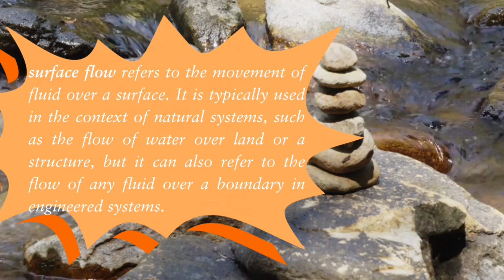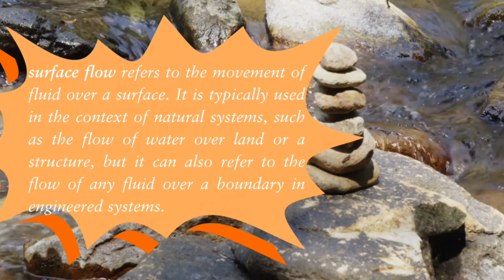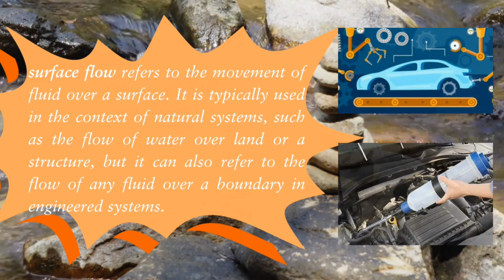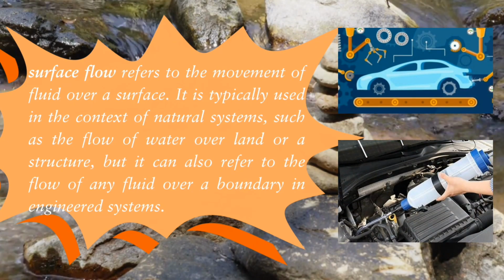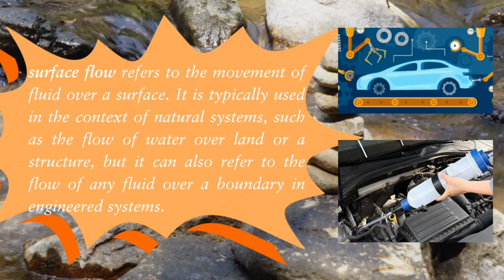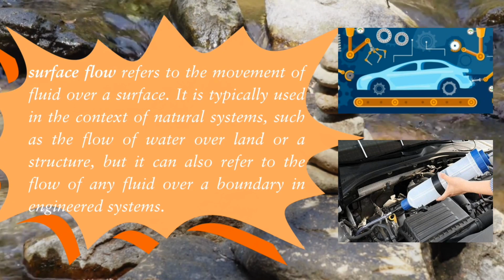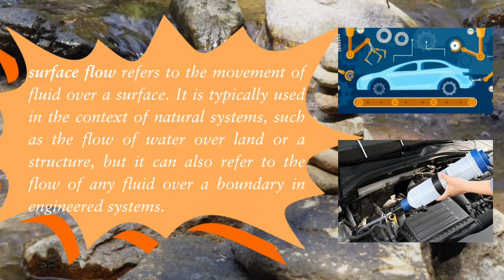Surface flow refers to the movement of fluid over a surface. It's typically used in the context of natural systems, such as the flow of water over land or structures, but it can also refer to the flow of any fluid over a boundary in engineered systems.